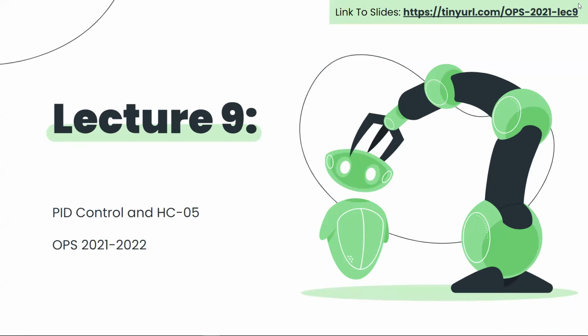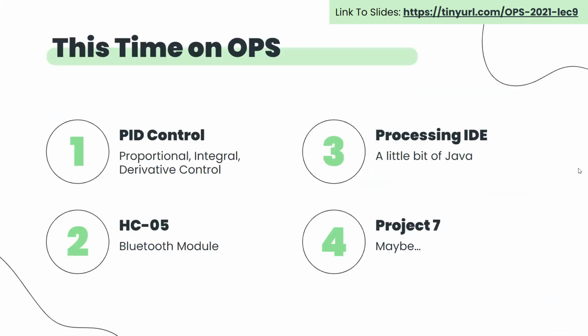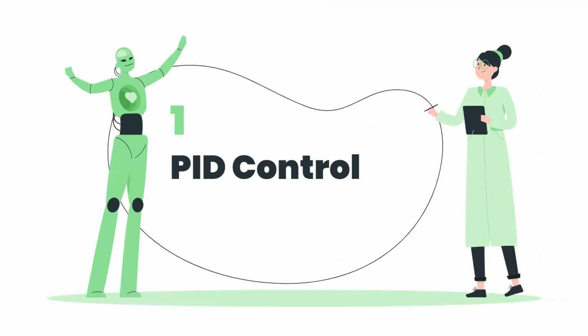Thanks for coming out, you guys. Welcome to lecture 9. We're going to be talking about PID control and HC05, and also a little bit about something called a Processing IDE, which you're going to get to use Java, which is fun. All right, so PID control, what is that?